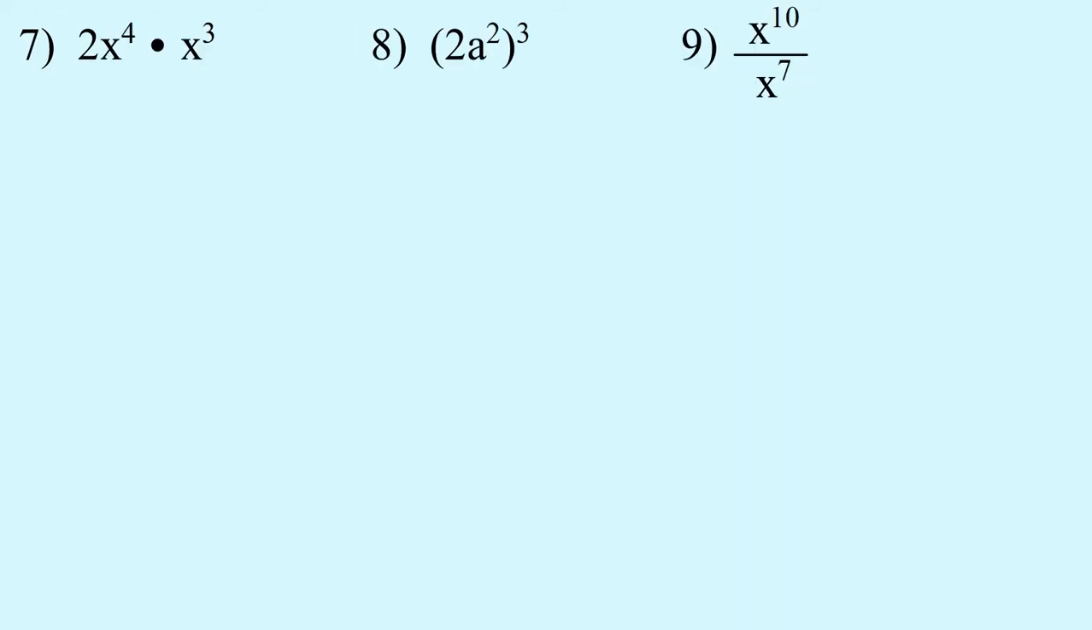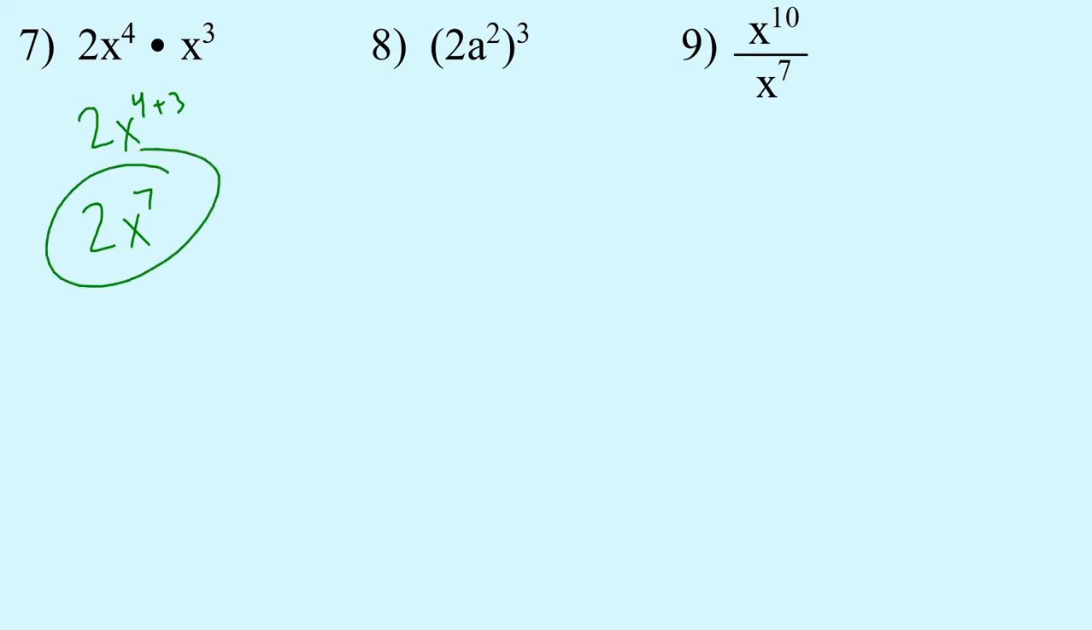Okay, let's do some examples. I encourage you to practice these on your own and see what you can do. So for this one, when we multiply, we add the exponents. Notice there's no number in front, so it's just 2. So we get 2x to the 7th.